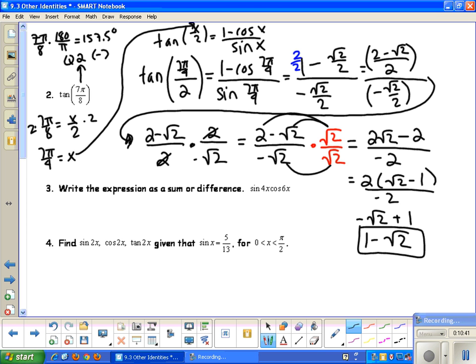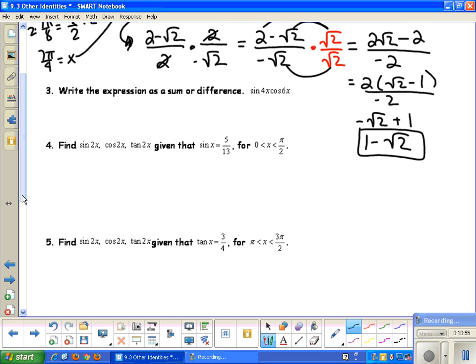An easy way that you can make sure that you're doing this correctly is plug it into your calculator, make sure you're in radian mode, do the tangent of 7 pi over 8, and then plug into your calculator 1 minus root 2. Do the decimals match each other? And they should. So we're going to skip number 3, and we're going to go ahead and go to number 4.